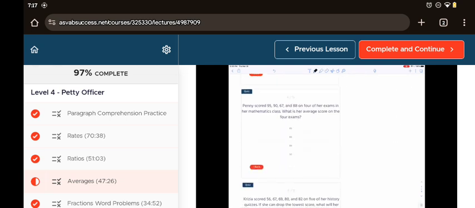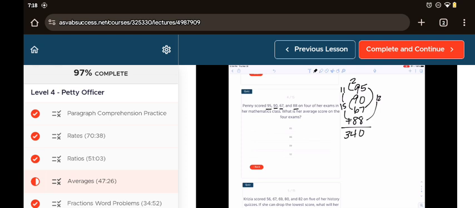So this one looks more like a word problem, right? It says, Penny scored 95, 90, 67, and 88 on 4 of her exams in her mathematics class. What is her average score on the 4 exams? So once again, we're just finding the average. We just have to add stuff up. 95, 90, 67, 88. So 5 plus 7, 12. 12 plus 8, 20. Carry the 2. 2 plus 9, 11. 9 plus 6, 15. 11 plus 15, 26. 26 plus 8, 34.